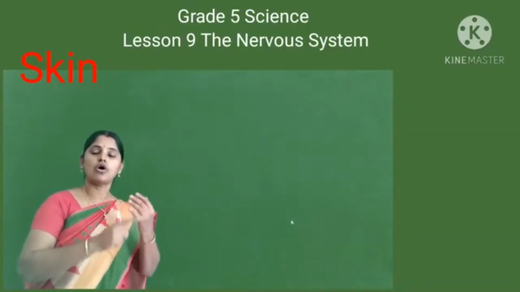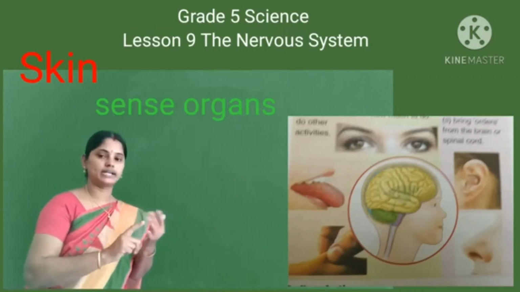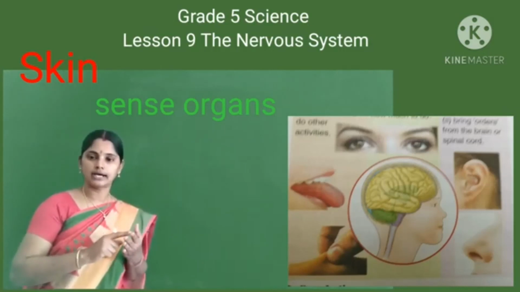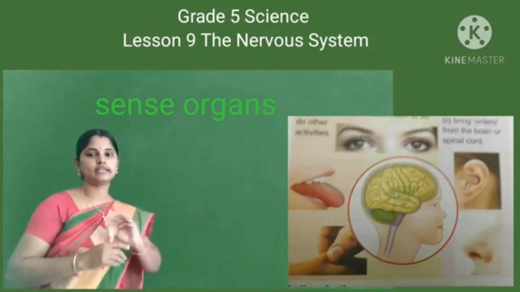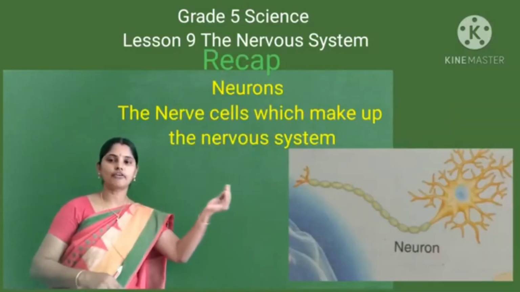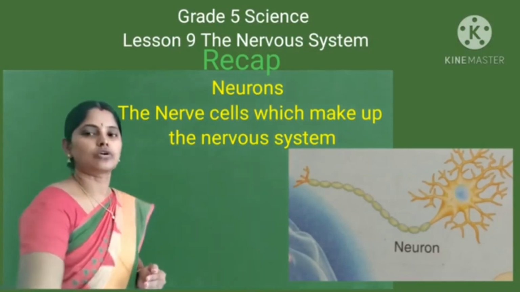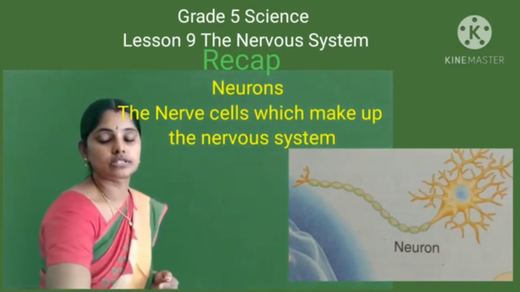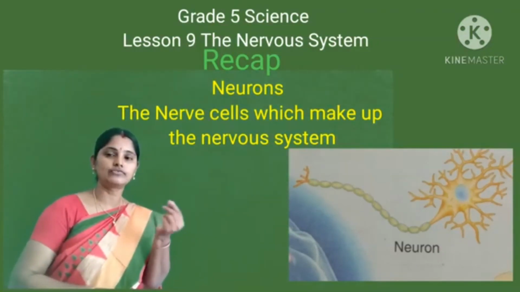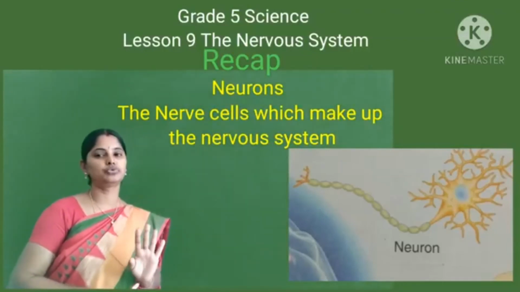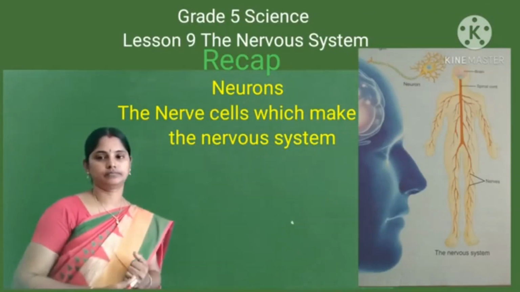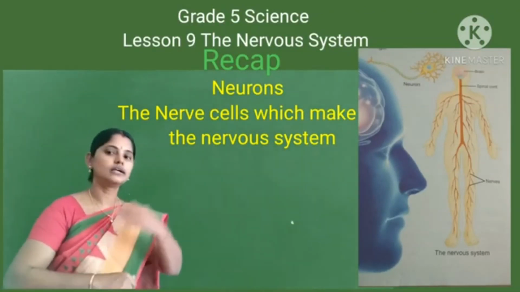Okay, children. So all those sense organs we studied: eyes, ears, nose, tongue, and skin. These 5 sense organs we studied so far. Can we see a small recap for this lesson? So what is meant by nerves? Nerves are small cells, nerve cells. What is another name for nerve cells? Neurons. Nerve cells, the neurons, make up the nervous system.